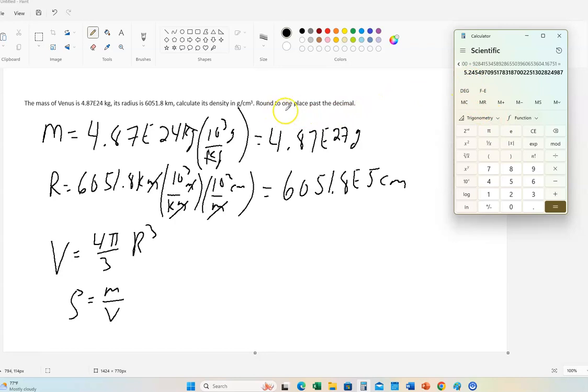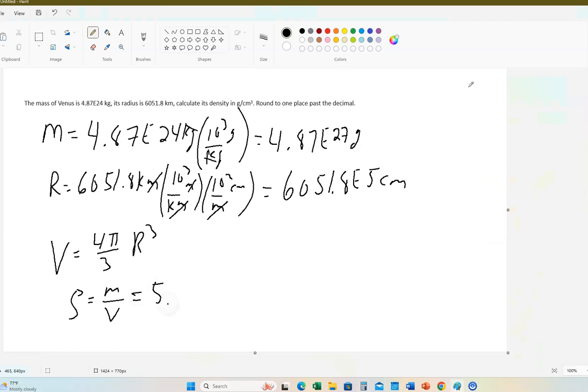So let's see. What do we do? We're going to round one place past the decimal. So it's 5.2, right? So the next digit is 4, so you don't round up. So 5.2. 5.2 is the grams per centimeter cubed. And just as a reminder, fresh liquid water has a density of 1 gram per cubic centimeter. So often we'll compare the density to the density of liquid water.